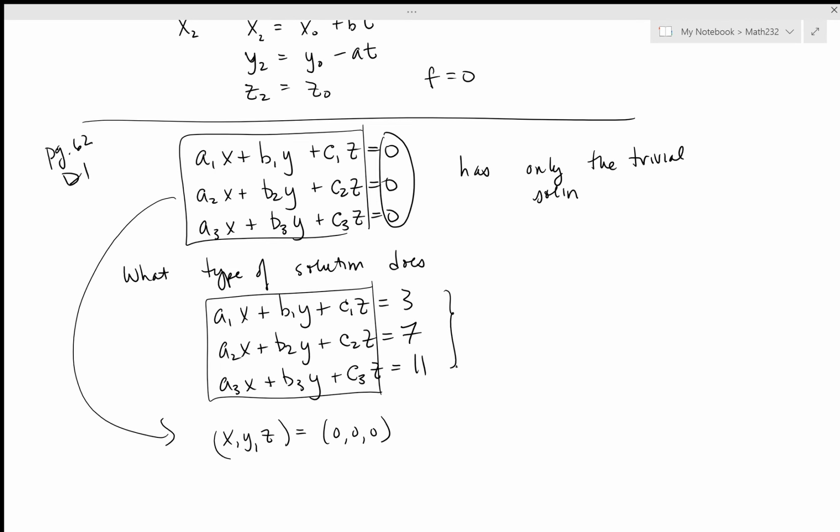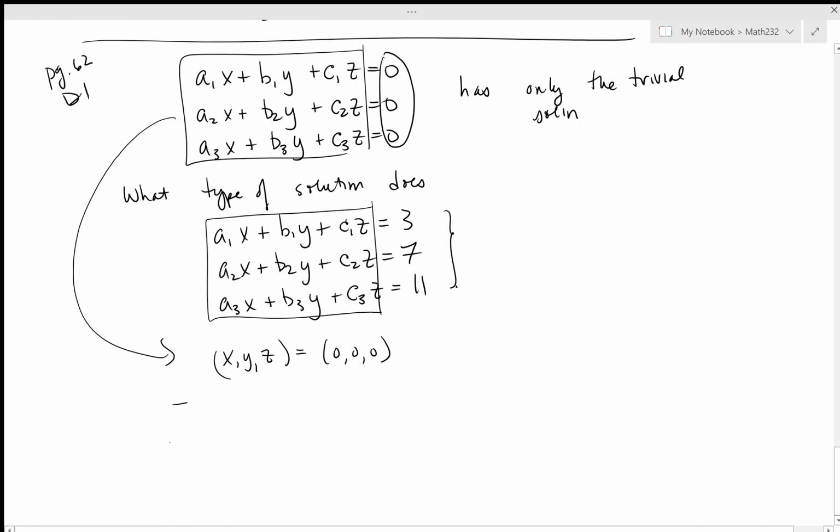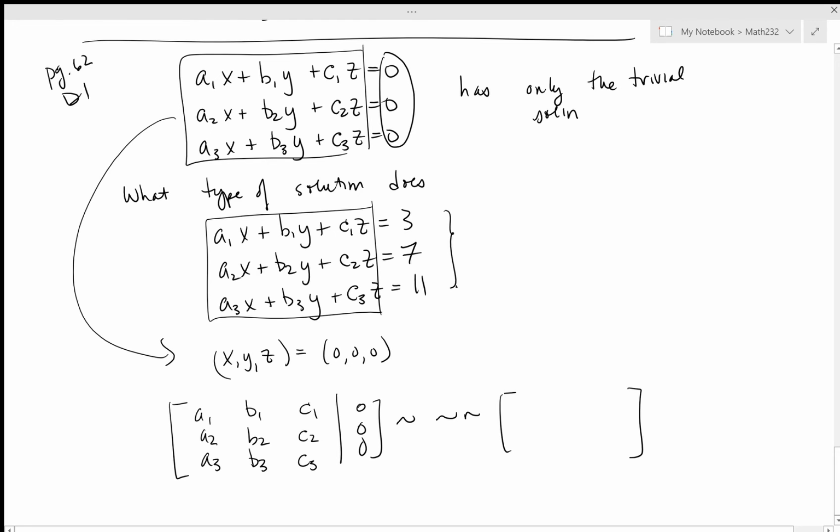Okay, so what does that mean? That means that if I take this matrix like this, A1, A2, A3, B1, B2, B3, C1, C2, C3, 0, 0, 0, and I row reduce it, going through all the steps that I would need to do, it only has the trivial solution. So I would expect that at the end of the day, this will look like this.